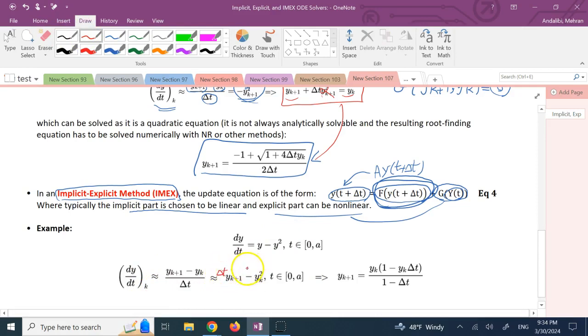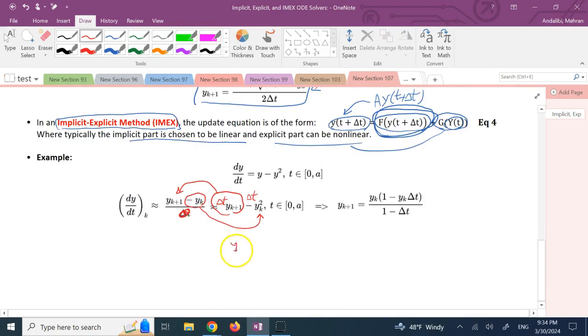If you do that, you get this. Then you bring this term to this side and take this -1 to the other side. If you do so, you get y_{k+1} times (1 minus Δt) on one side, and on the other side you have y_k times (1 minus Δt times y_k), if you factor out the y_k. Then all you need is to divide both sides by this term, which is exactly this one.